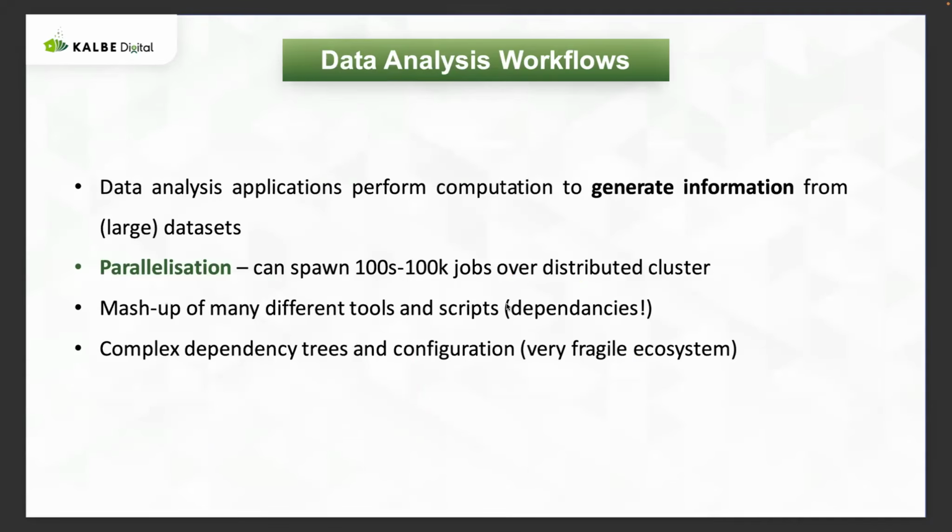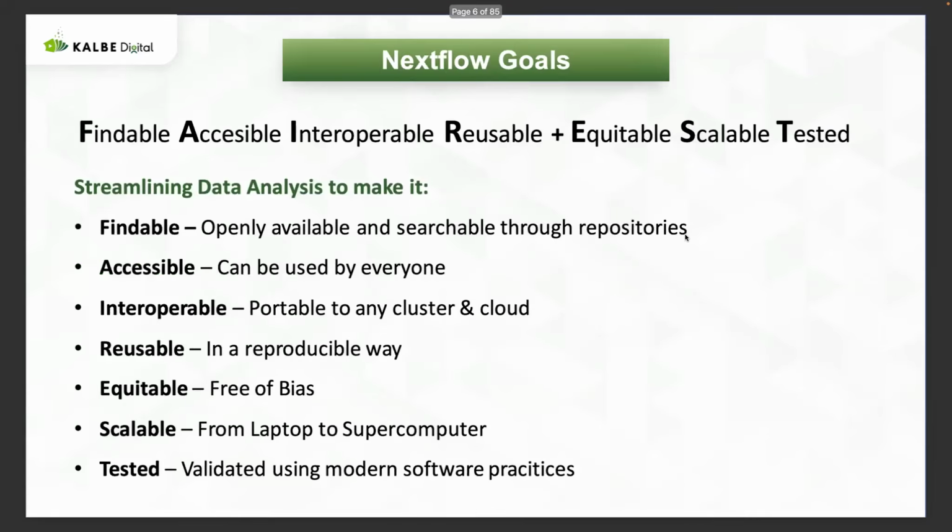So data analysis workflows usually involve large data sets, because genomics has large, very heavy data. So we need parallelization. So we need to perform it in a parallel way. Like, for example, we can spawn 100K jobs over a cluster. Okay, so we cannot do it in one process. Otherwise, you need more compute power to do that.